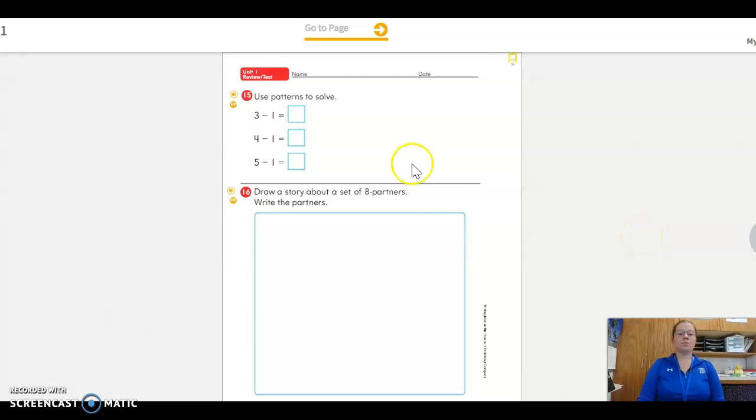Turn the page. Now we're on page 38. And number 15 says use patterns to solve. Okay, so 3 take away 1, 4 take away 1, and 5 take away 1. Put your answers in the box. For number 16, I'm just going to have you write all the partners of 8. Okay, so for number 8, you don't have to follow those directions. Just write all the partners of 8.